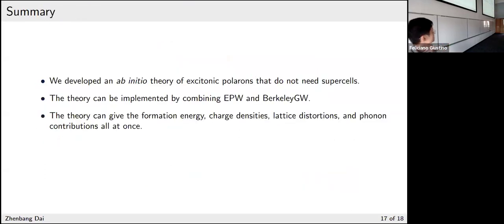Okay, this is the last slide of my presentation. So I hope I convinced you that we have developed an ab initio theory for exciton polarons that does not need supercells. And this theory can be implemented very straightforwardly using EPW and the Berkeley GW. The advantage of this theory is that, first, it doesn't need supercells, and second, it can yield the formation energy, the charge densities, the lattice distortions, and the phonon contributions all at once.